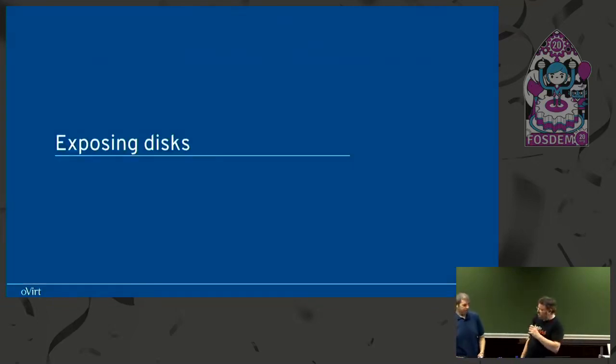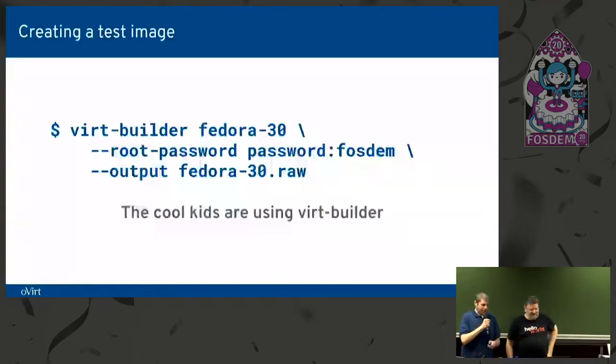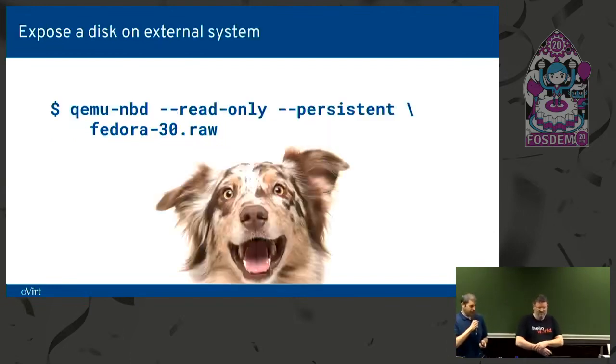Now let's move to Daniel to explain how do we expose this. Okay, let's see how do we actually expose the disk with qemu-nbd. First, we need to create a test image. So what the cool kids are using today is virt-builder. So just invoke virt-builder to create some Fedora 30 image.